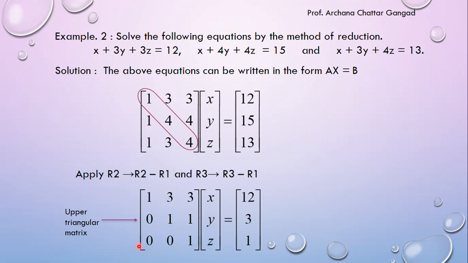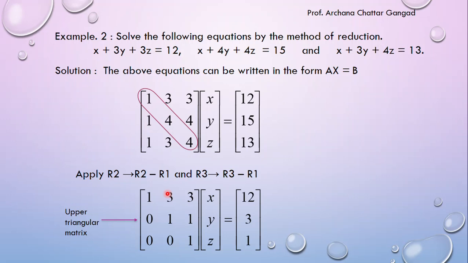Now let's move to the third row, R3. R3 minus R1: again 1 minus 1, 0; 3 minus 3, 0; 4 minus 3, the diagonal value becomes 1. Equal to the right hand side constant, 13 minus 12, it becomes 1. Now it is reduced to an upper triangular matrix.